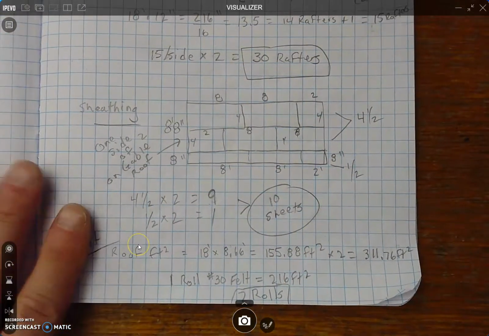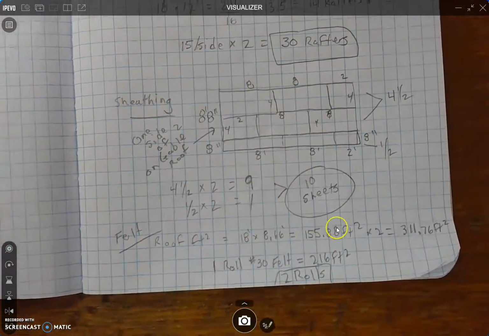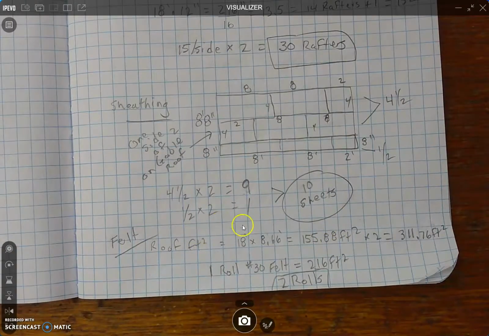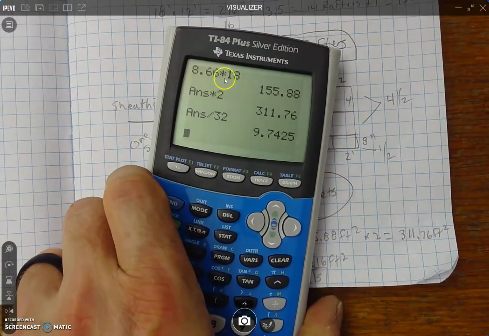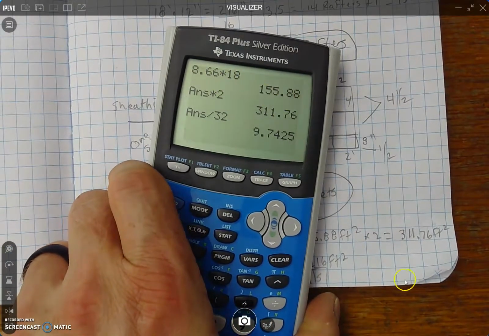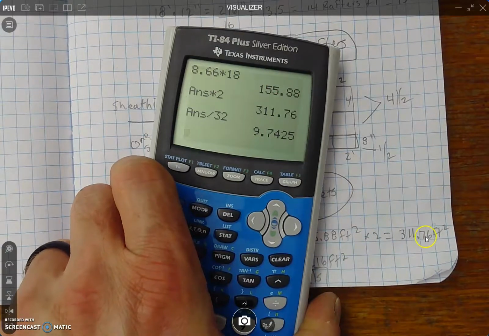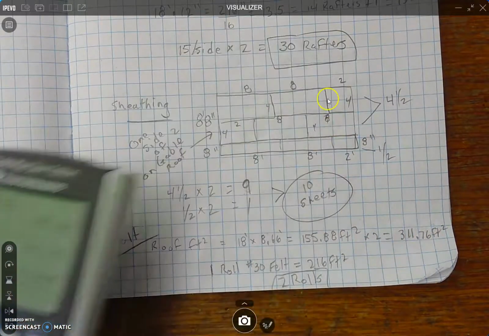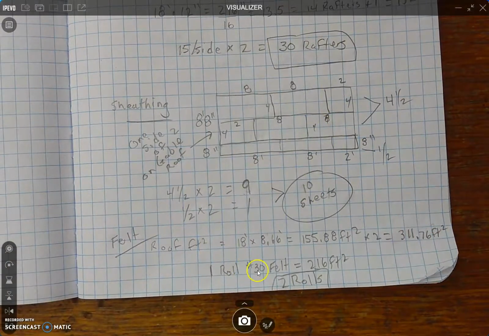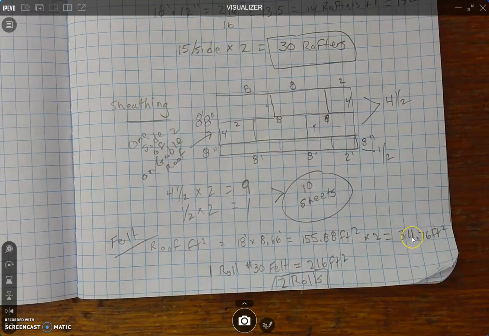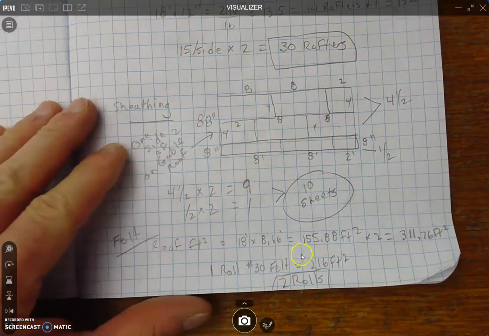Good thing I'm going through this and checking. So right here, this is what I just did square footage wise, right? I took 18 times 8.66. If you look here, this is what I did right here on my calculator. Got this. And then I multiplied it by 2. It's 311.76 square feet for both sides of this roof. If one roll of 30-pound felt paper covers 216 square feet, you know we need 2. We're not going to get by with 1, but 2 will do it. You know 216 plus 216 is far more than 311. So I put 2 rolls. Pretty straightforward. Okay.